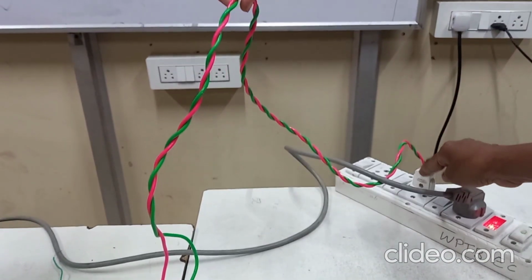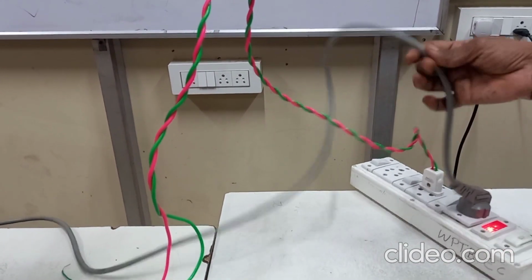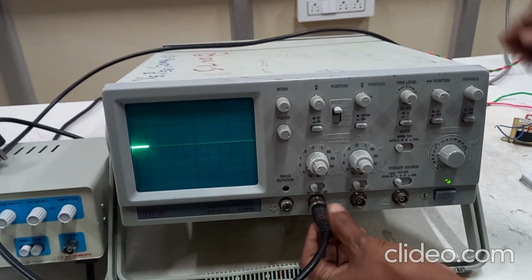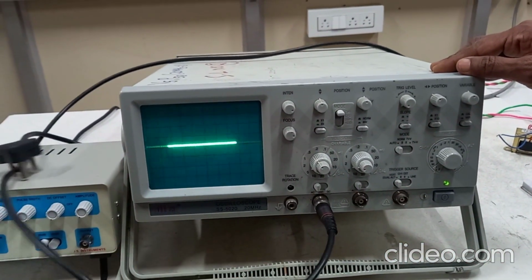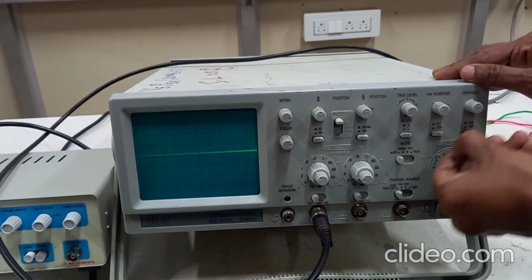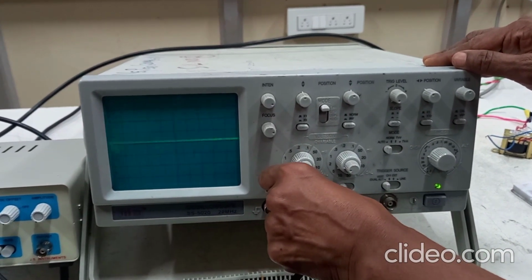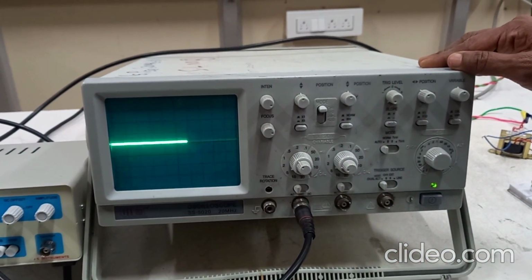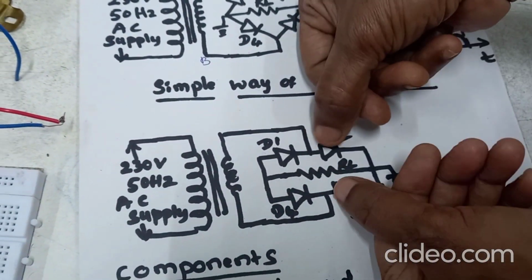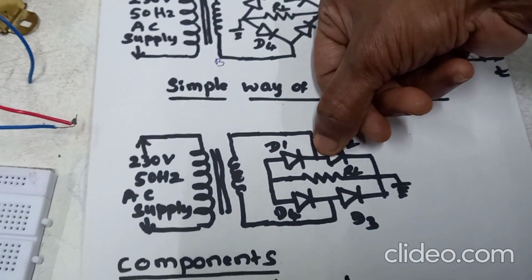The transformer is connected to the power supply, AC 230 volts 50 Hz, and this is the cable for CRO. We are using channel 1 for the CRO connection. Now all are on the output open side. Keep this in extreme left. Now we will check the input. We should check input at these 2 points where cathode and anode connection. There we will keep the CRO. So we will check whether the input we are getting or not.